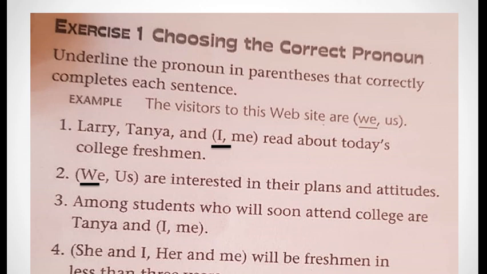Okay, number three, among students who will soon attend college are Tanya and I. Don't forget, the predicate nominative over here follows the verb to be. Okay, it's she and I. Without thinking, I cannot say her or I cannot say her and me, because this comes in another lesson you'll be seeing later. Okay, so this was from page 205, the exercise about subject pronouns.